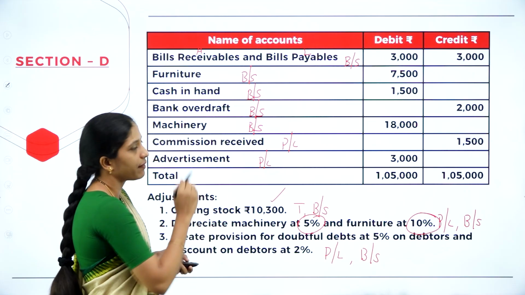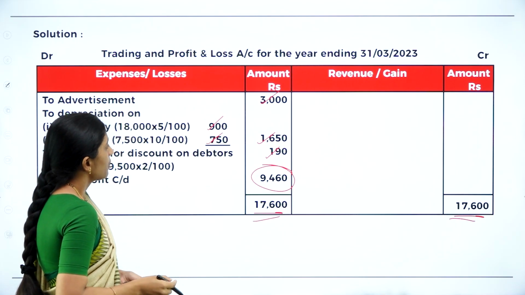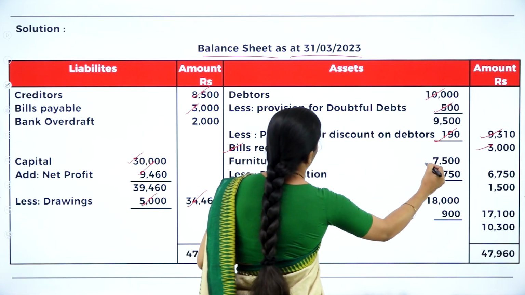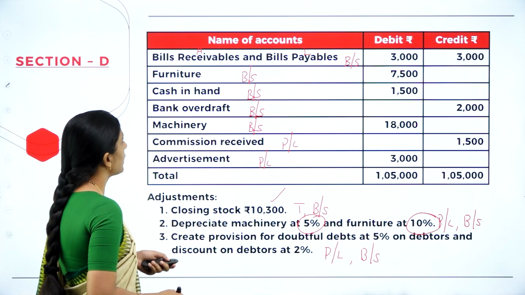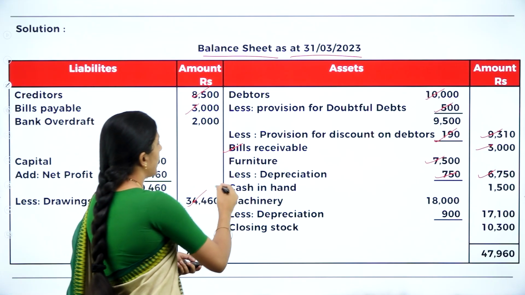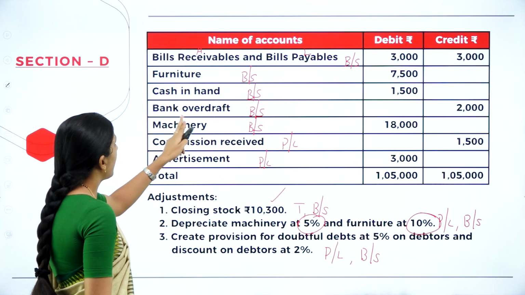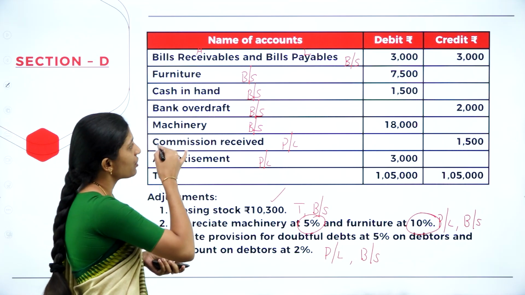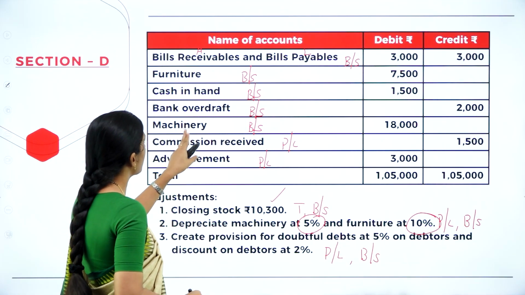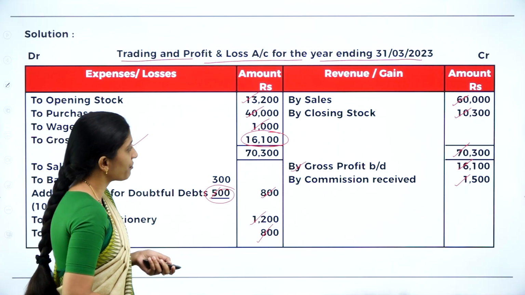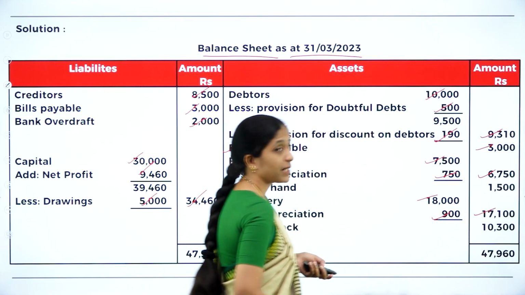Next we have furniture 7,500, but there is an adjustment, depreciation. So you have to minus depreciation. Furniture 7,500 minus depreciation 750, it is 6,750. Next what do you have? Cash in hand. Cash in hand is an asset, 1,500. Next, we have bank overdraft. Bank overdraft is a liability, so you have to record it in the liability side. So bank overdraft 2,000. After that you have machinery, but we have a depreciation, so you have to deduct that depreciation. So machinery 18,000 less depreciation 900, so it is 17,100.